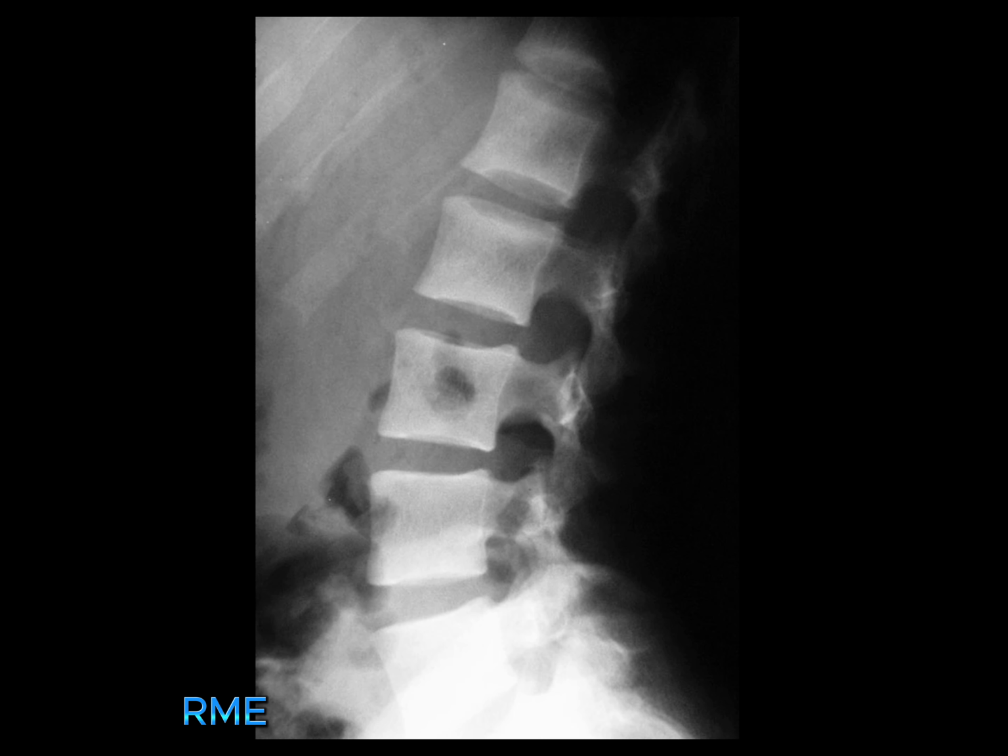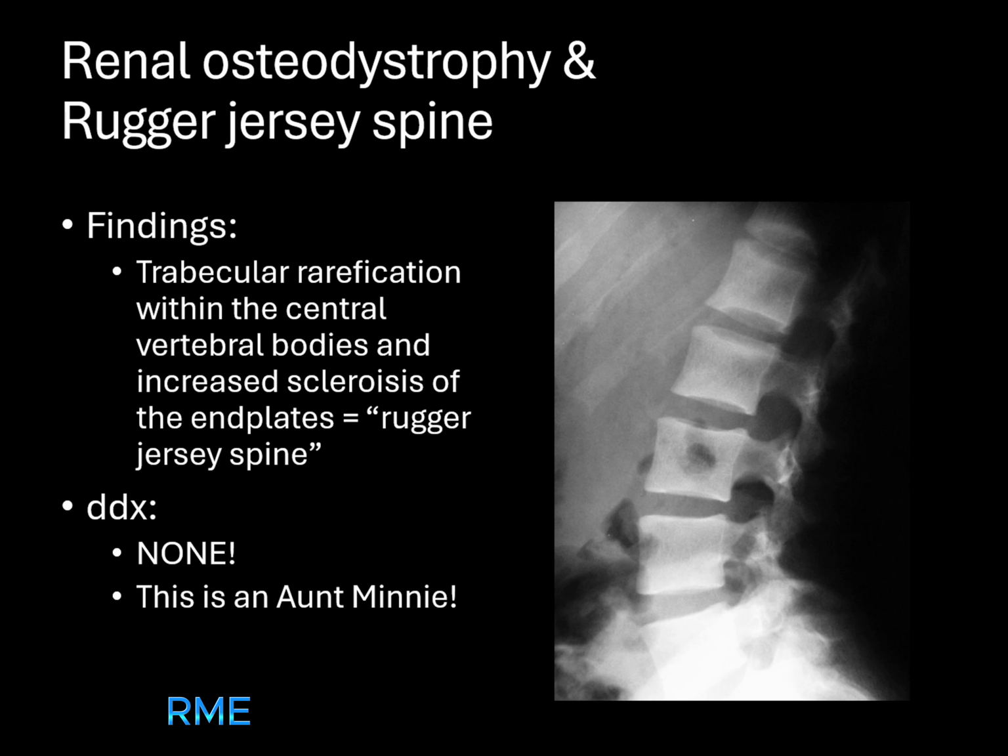This image shows trabecular rarefication within the central vertebral bodies and increased sclerosis of the end plates, known as the Rugger-Jersey spine. This is characteristic of renal osteodystrophy. No differential diagnosis is needed here.